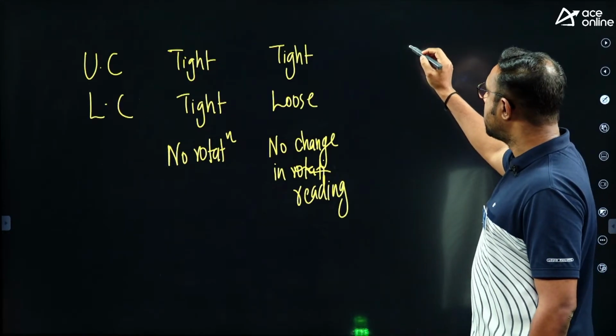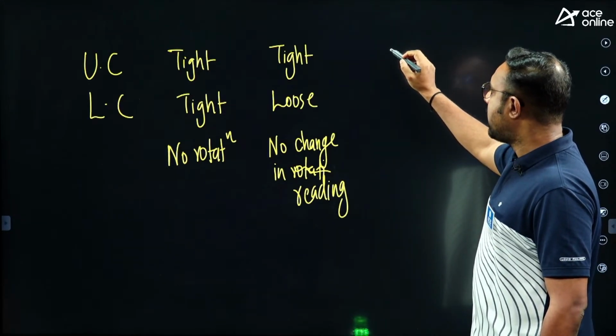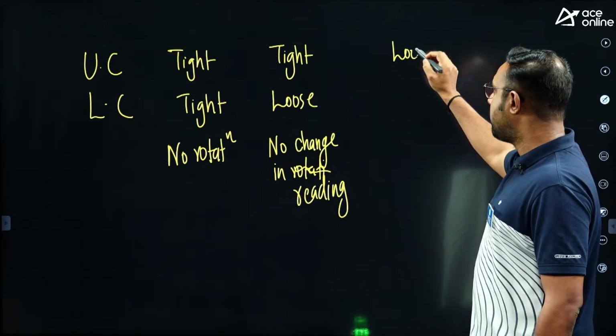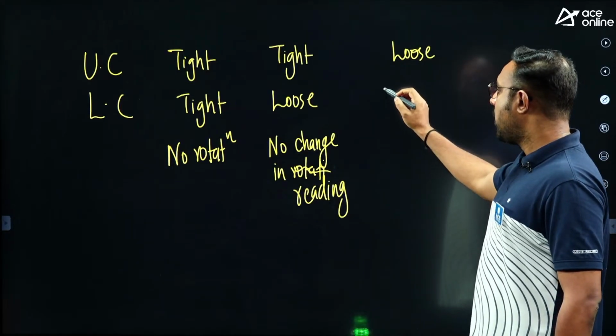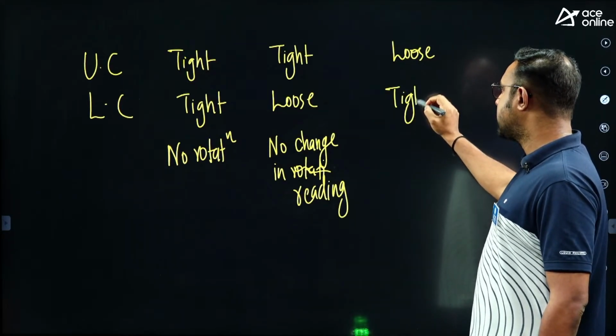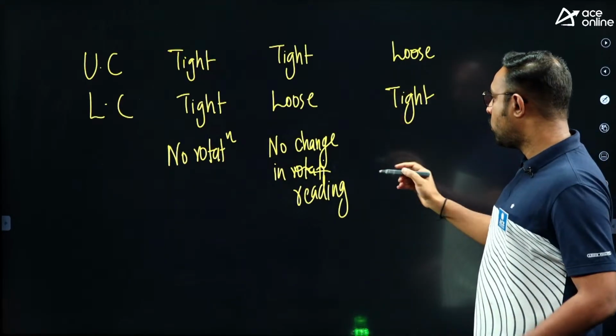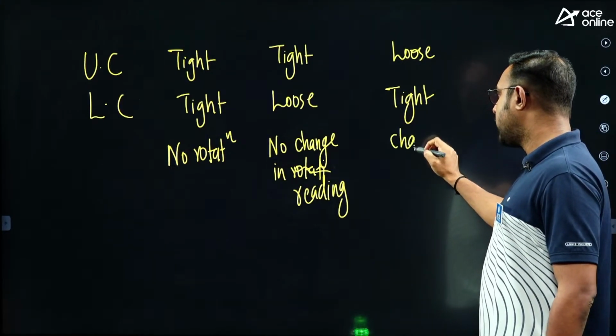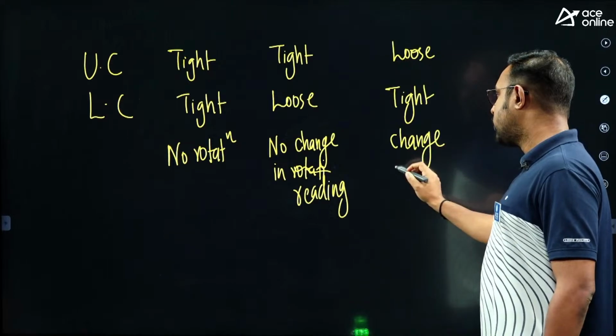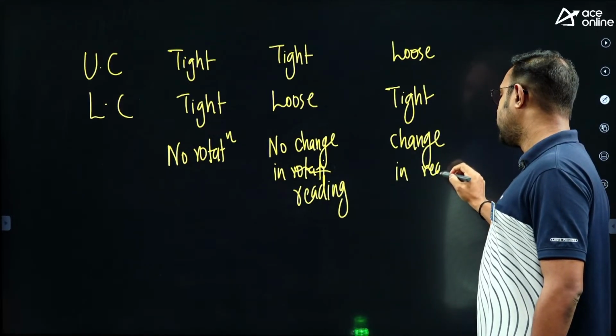The last combination is the upper clamp, the vernier, is loose, right? Upper clamp loose means the vernier is loose, but the lower is tight. That means the main scale is tight, but the vernier is free to move. So what happens? We will get rotation with the change in reading.